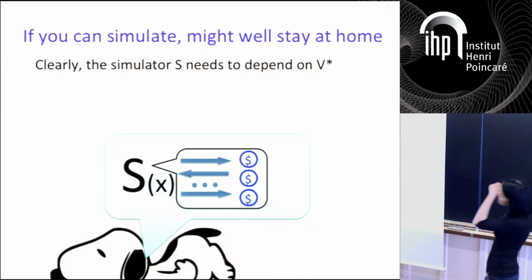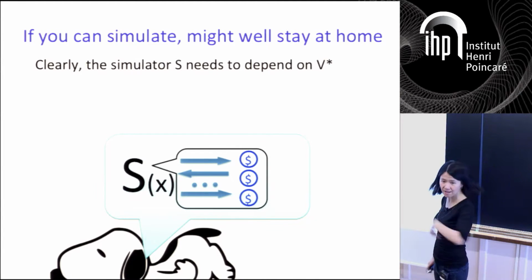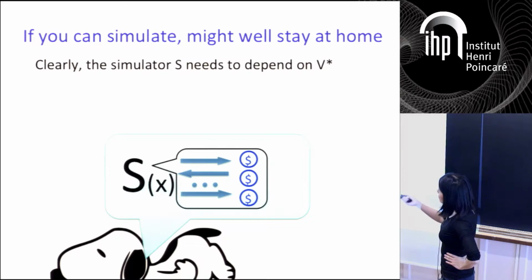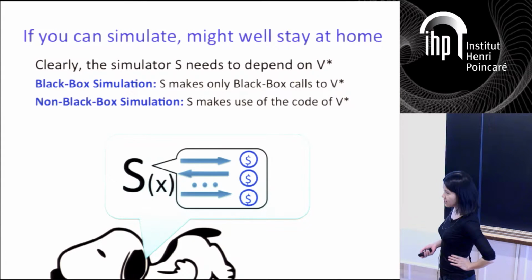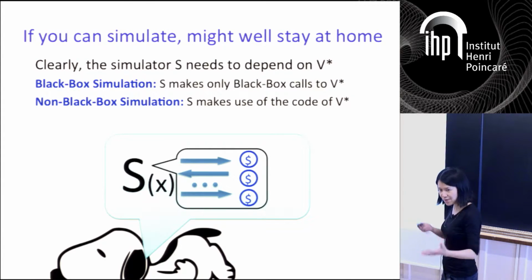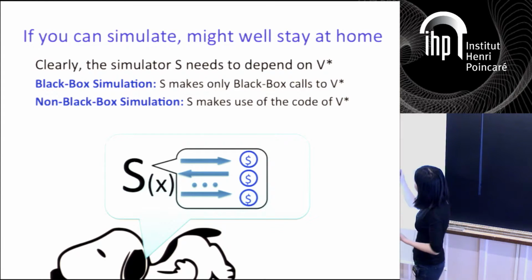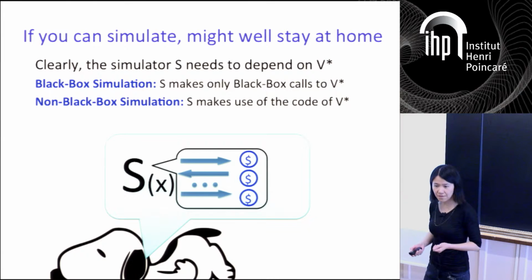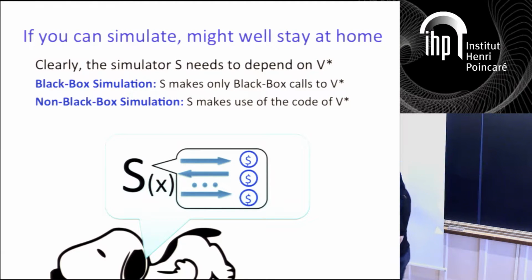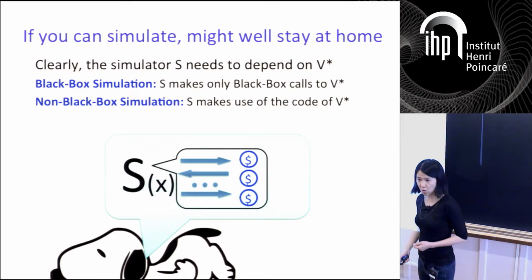So clearly, the simulator needs to depend on the verifier, because for every verifier there exists a simulator. In the rest of the talk, how could you construct this type of simulator? How does the simulator depend on the verifier? There's one bit of distinction that is going to become important, which is whether the simulator depends on the verifier in a way that involves its code or not.